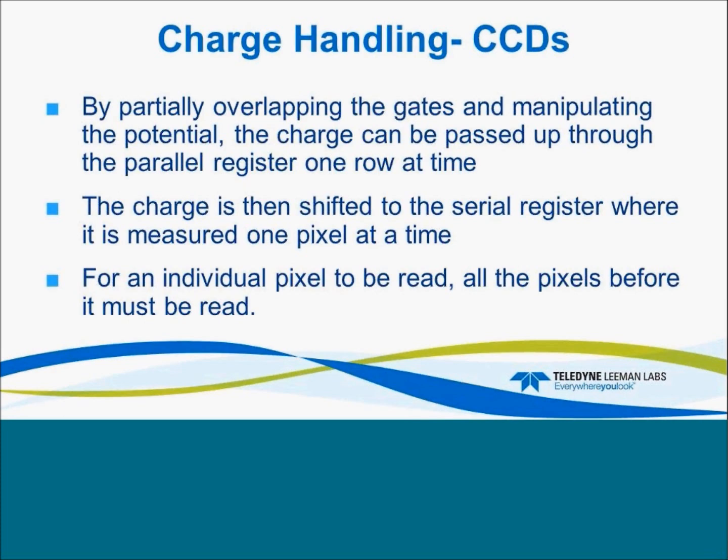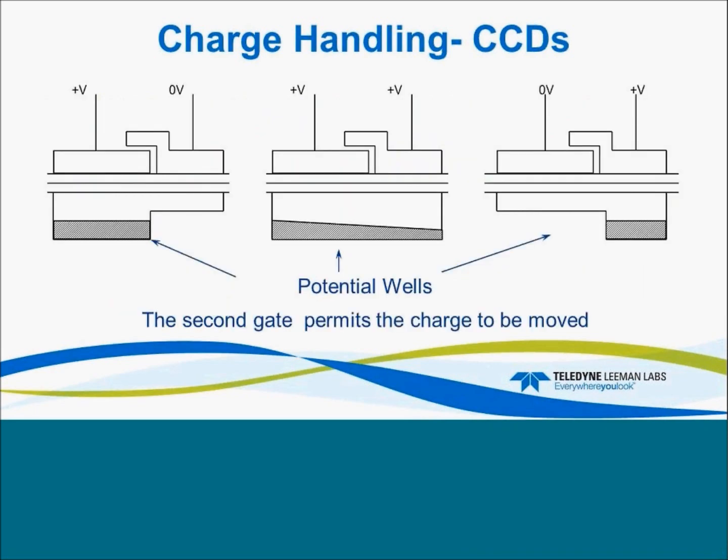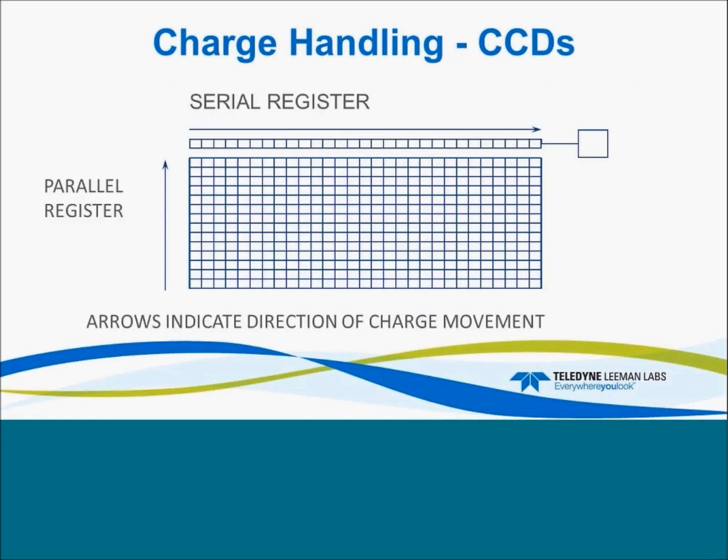The thing with the CCD is for one individual pixel to be read, all the pixels before it have to be read. So this is how the charge is moved. We have some charge in a potential well. We have a certain potential on the gate. We then move the potential from one gate to the next, and we can simply move the charge across to the next pixel and then to the next row, so on and so forth, up to the serial register.